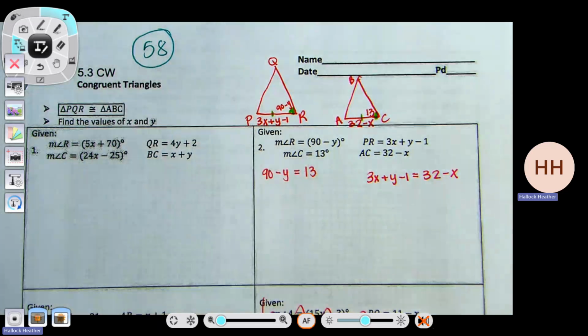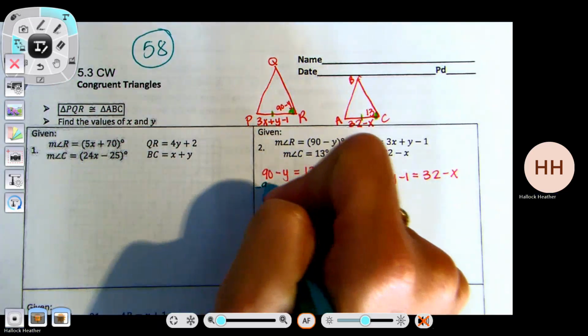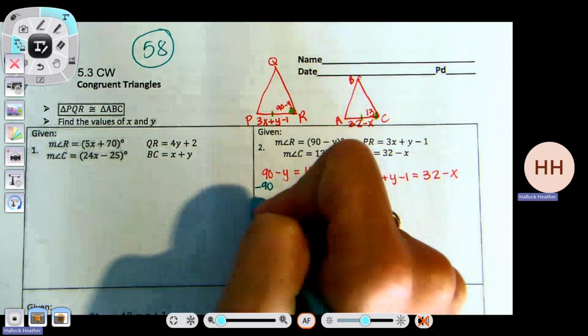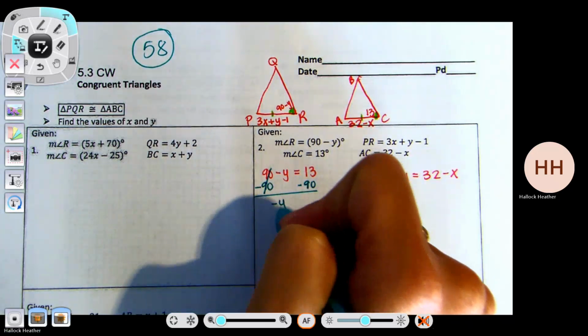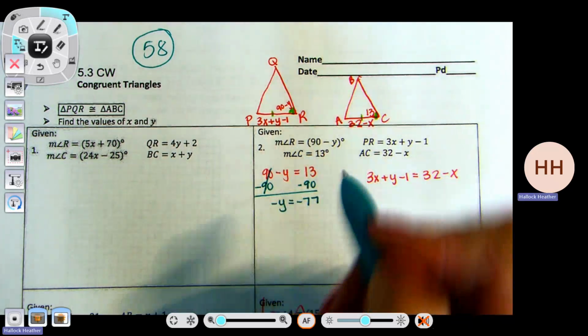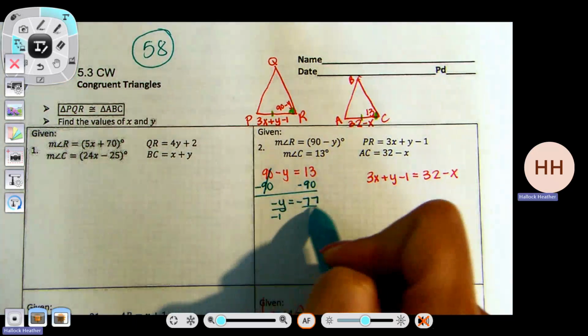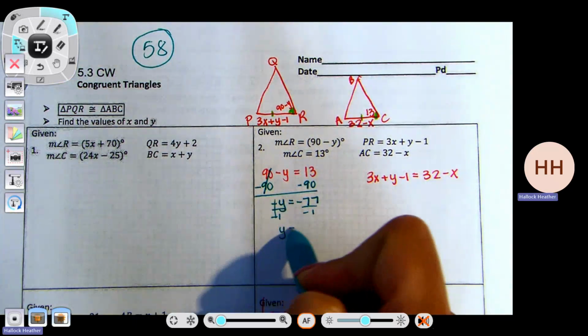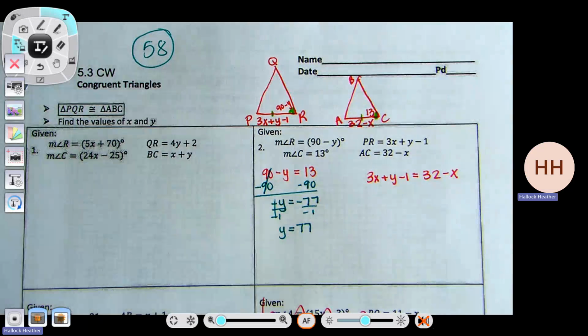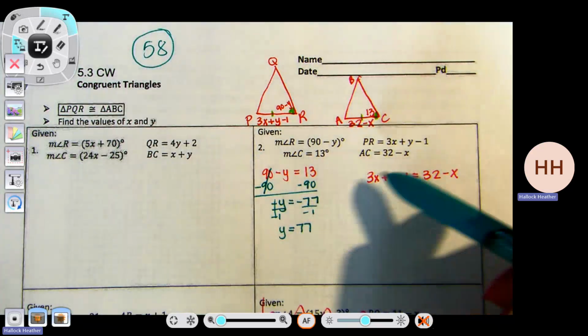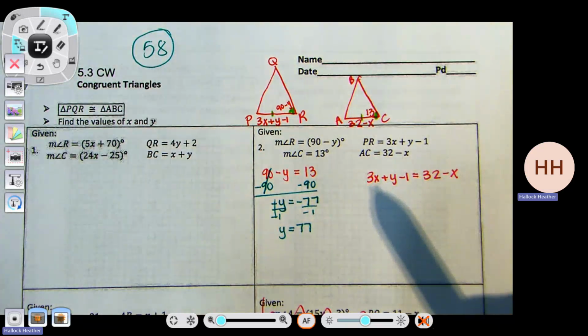So I'm going to minus 90 to both sides. What's 13 minus 90? Negative 77. And then I can't leave Y negative. So what do I have to divide by? Negative 1. And so technically Y equals 77, which is massive, which is okay. Okay. So now that we have 77, we are going to take that and substitute it into the other equation because I know Y is 77.